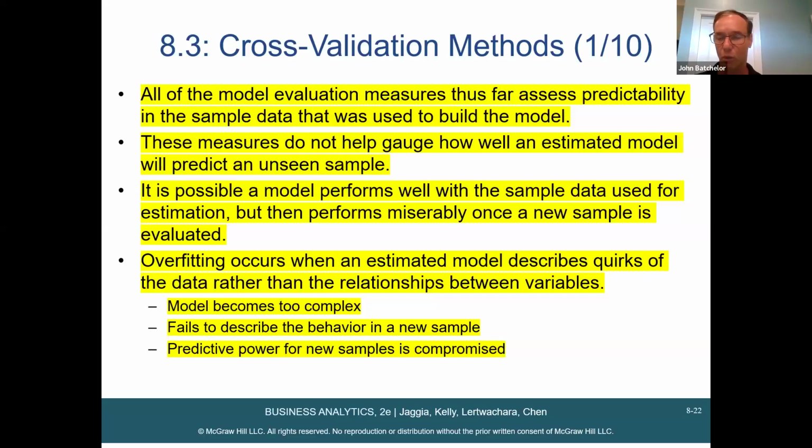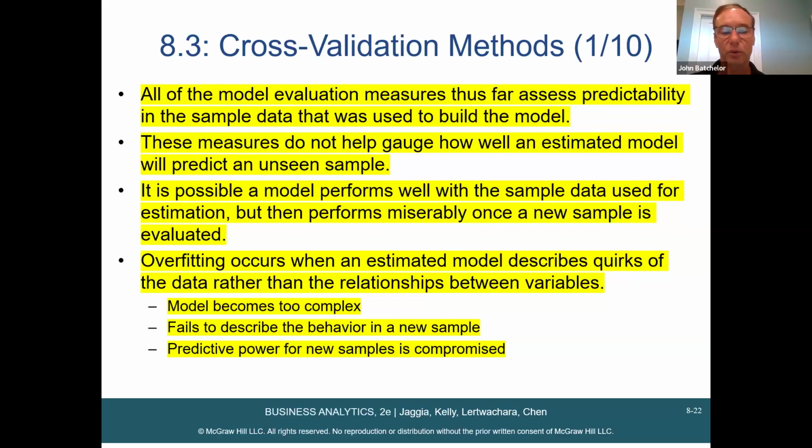So sometimes when we get a data set, we'll take part of it and create our equation with part of the data, and then we'll use the data we haven't touched yet to test the equation that we've made, to see if our model is overfit. So let's see what it says overfit is. Overfitting occurs when an estimated model describes quirks of the data rather than the relationships between the variables. Okay.